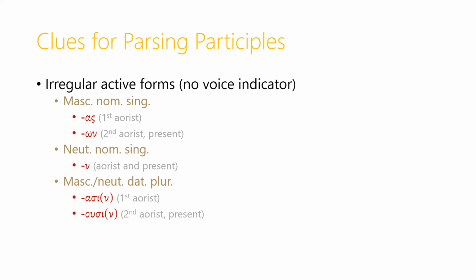Remember too your irregular active forms. Here usually there's no voice indicator because the voice indicator and ending together have just been mashed up and become irregular. These appear in the masculine nominative singular with as in the first aorist and on in both the second aorist and the present. In the neuter nominative singular, we have just the nu. This is the case both for aorist and present. And in the masculine and neuter dative plural, we have either asi in the first aorist or usi in the second aorist and the present.